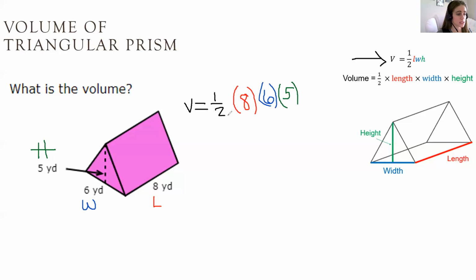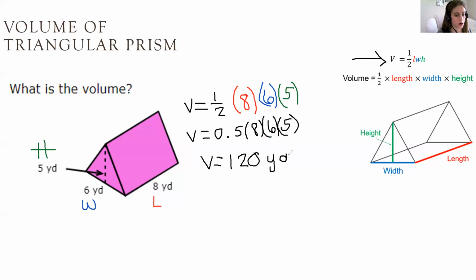One way is sometimes you may like to rewrite that fraction as a decimal. Maybe that's easier for you to type into your calculator. So 1/2 as a decimal would be 0.5 times 8 times 6 times 5. So if you like that method, you can do that and then type it into your calculator. 1/2 as a decimal, which would be 5/10, so 0.5 times 8 times 6 times 5 gives us a volume of 120 yards cubed. That's one option. That's one way you can do your work.